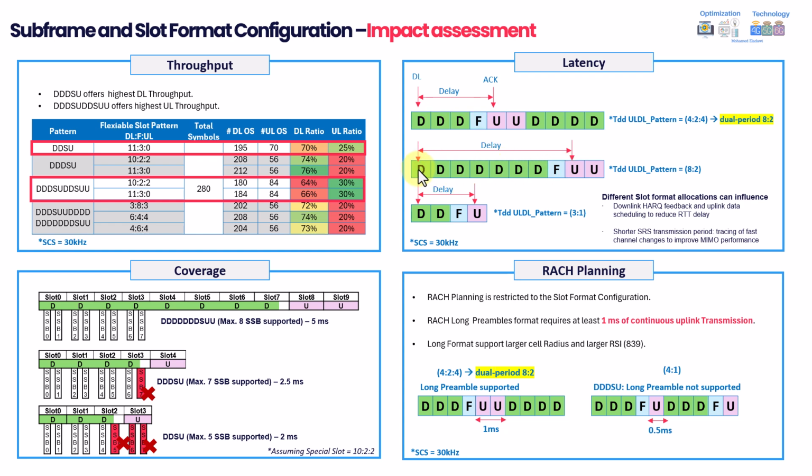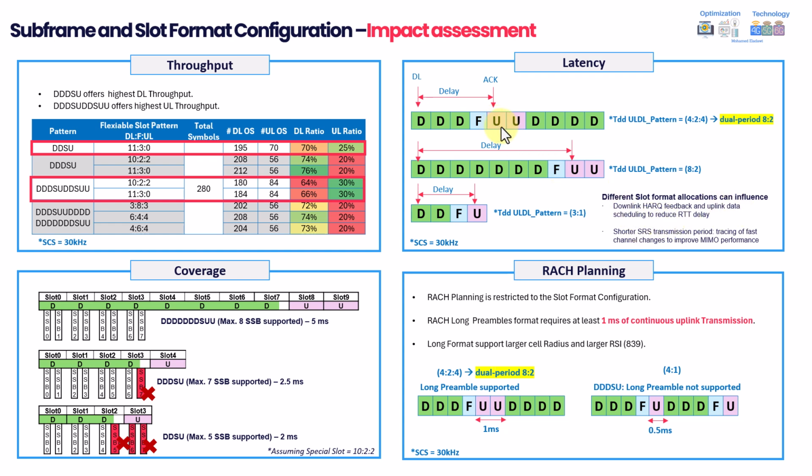If you transmit downlink here, you have to wait until then to transmit the feedback. If you're using, for example, this kind of configuration, which is 3 to 1, with 2 downlink and 1 flexible uplink, you can see that the feedback in the uplink becomes even quicker. As a summary, different slot formats and allocations can influence the downlink HARQ feedback being sent in the uplink, and also the scheduling of uplink data in general.